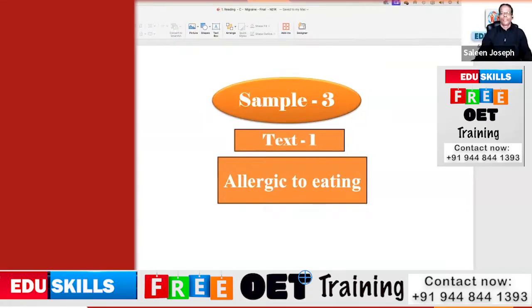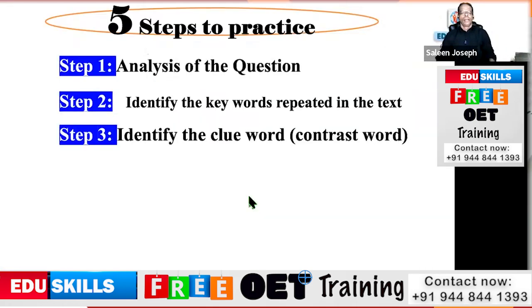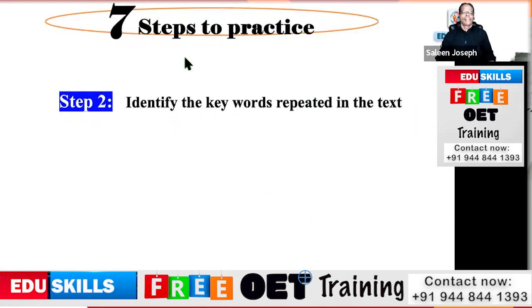Sample 3, Text 1, Allergic to Eating. Thank you, OET, for allowing me to use this for teaching purposes. We'll be rocking with this one particular text. Clue is contrast word, Question 7. We'll be looking into 7 steps to practice.